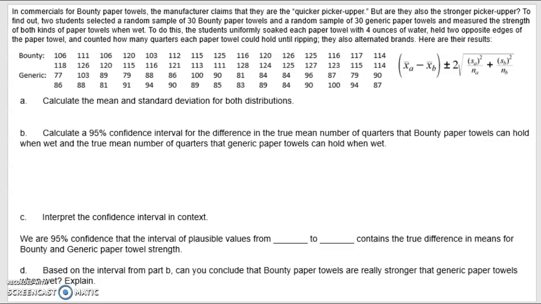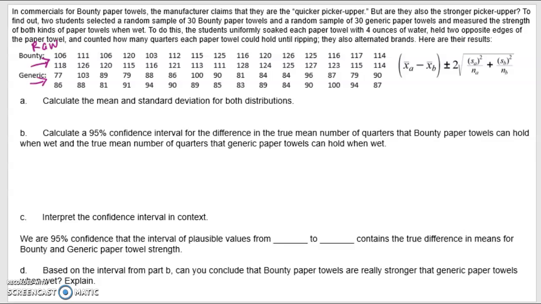Hey guys, just in case you needed another example of a confidence interval for two means, I wanted to represent it in a different way. So now, instead of yesterday when we saw the stats that were provided to you, where I gave you the mean, the standard deviation, and the n value already, this is an example where I'm giving you the raw data. So I've got one list of data for Bounty and one list of data for generic.